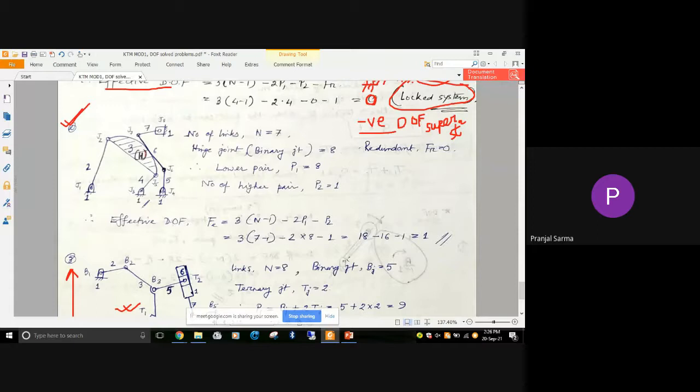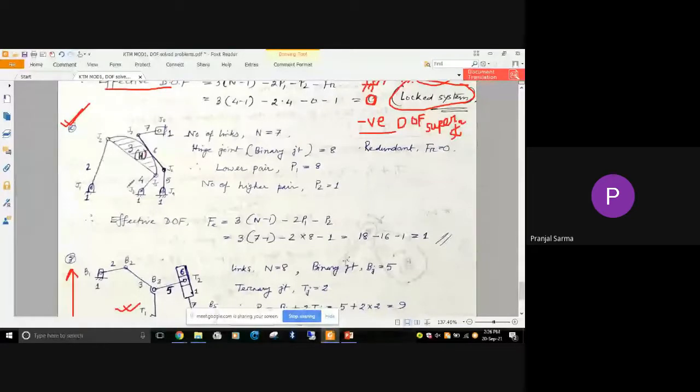That means surface, point or line contact. If that kind of situation is there, just like in the case of a cam, or maybe in the case of gears, or maybe here also you'll see one portion where we'll be getting a higher pair. So those things are important, and if redundancy is there, that has to be eliminated.